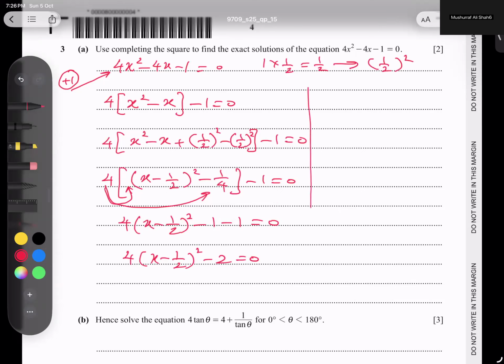But he said not only this, we have to solve it. And how to solve it? We have to find the x value, because he said exact solution. So 2 goes to the other side, and I get this kind of form.